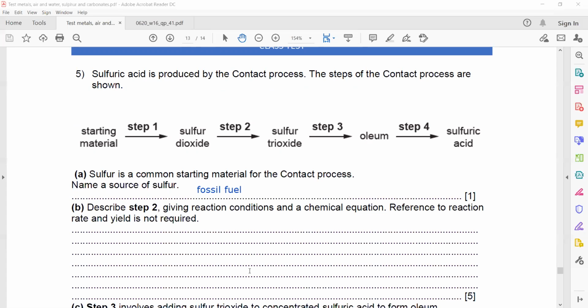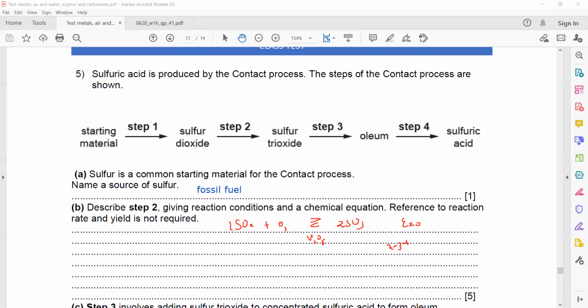Describe step 2, giving a reaction condition and chemical equation. Reference to rate or yield is not required. So what happens in step 2? Sulfur dioxide is converted into sulfur trioxide. Sulfur dioxide reacts with more oxygen. The reaction is reversible, resulting in the formation of sulfur trioxide. The forward reaction is exothermic. We use a catalyst, vanadium pentoxide. The pressure is about 2 to 3 atm. You have to mention these conditions.